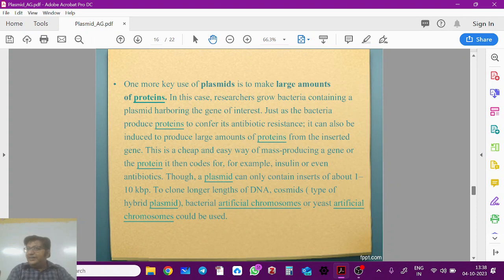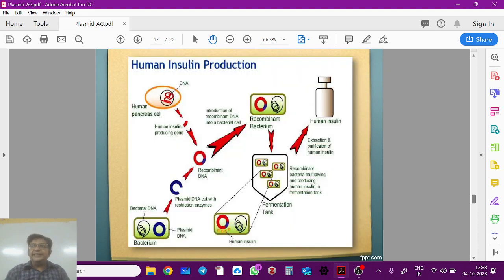You purify that insulin, package it, see how the dose is, or the enzyme activity, the insulin activity is, and package it, standard, that this much insulin will do this much amount of work. You standardize it and sell it in the market. It becomes much cheaper and also cleaner. So this is one way we can use plasmids. In the next slide, you see human insulin production.